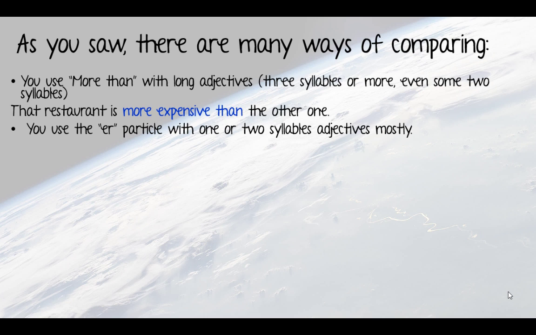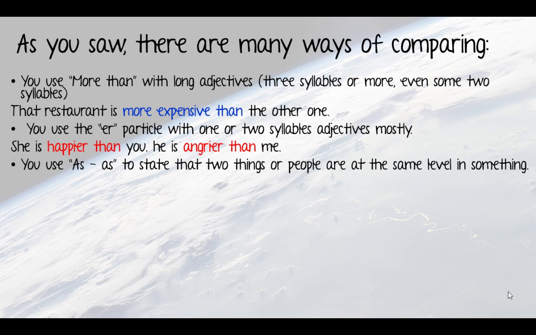You use the ER particle with one or two syllable adjectives, mostly. She is happier than you. He is angrier than me. Happy, two syllables. Angry, two syllables. You can use the ER particle.